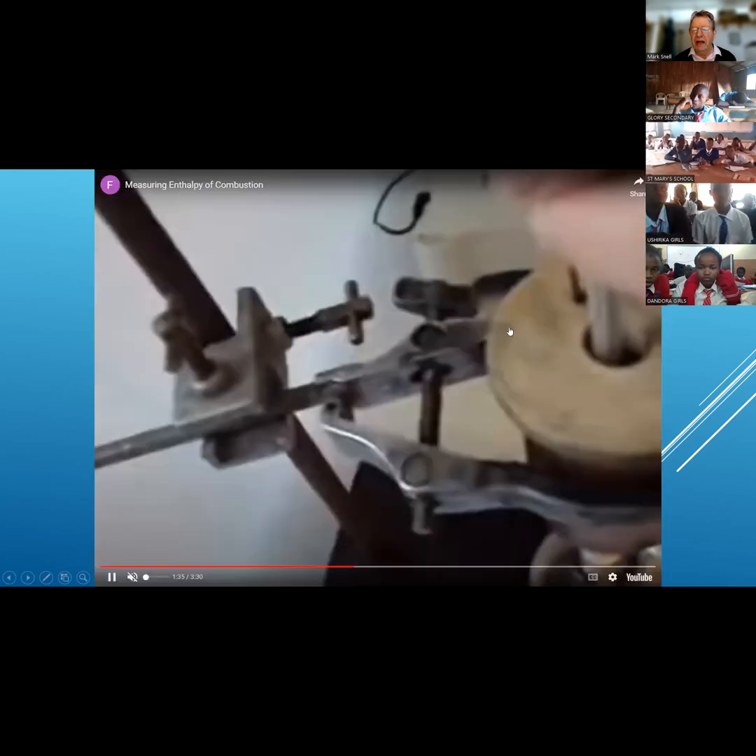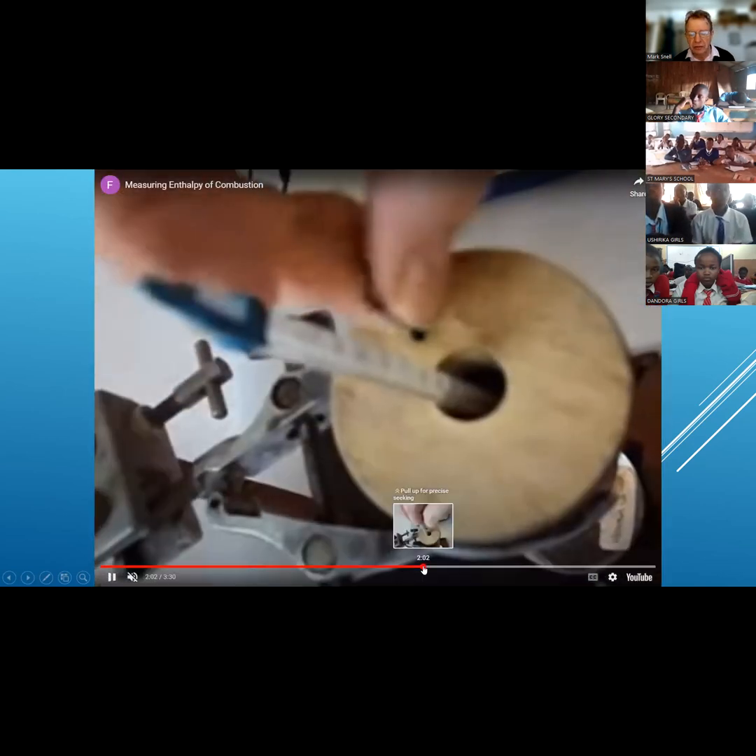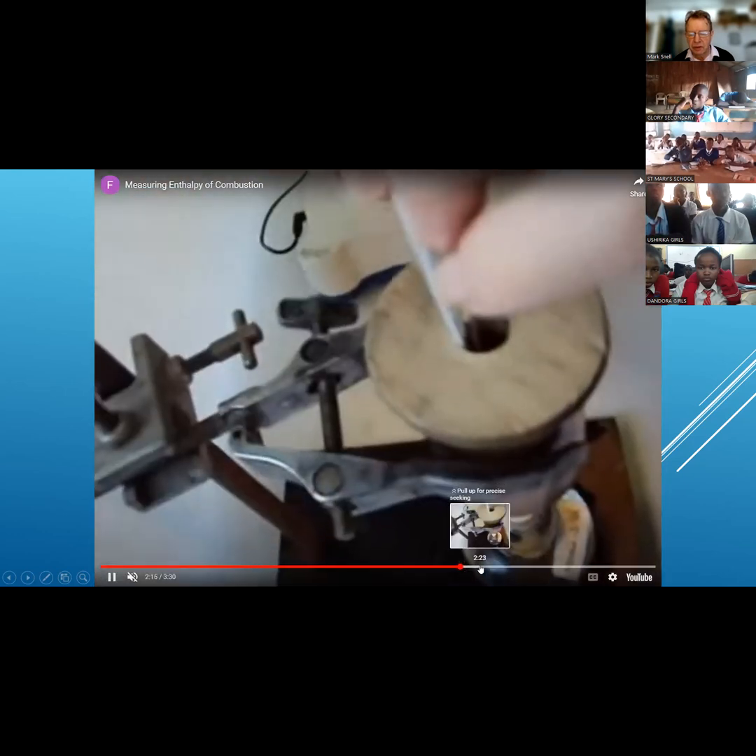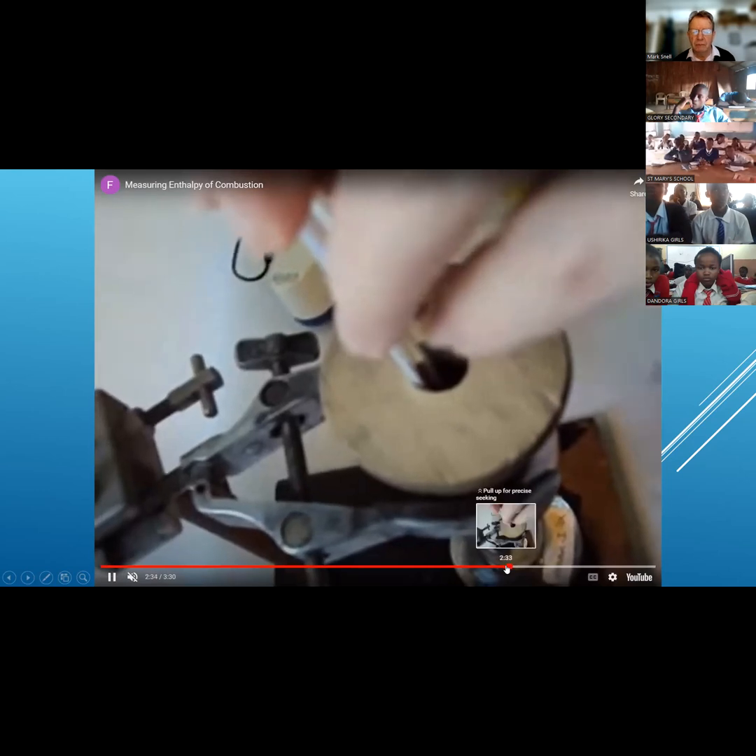So here is the alcohol, and they're going to light it and put it underneath the beaker. And then they are going to stir it and take the temperature and so on. Now I'm going to run through because they do it for some time. Boring. Sometimes you have to wait for quite a while.